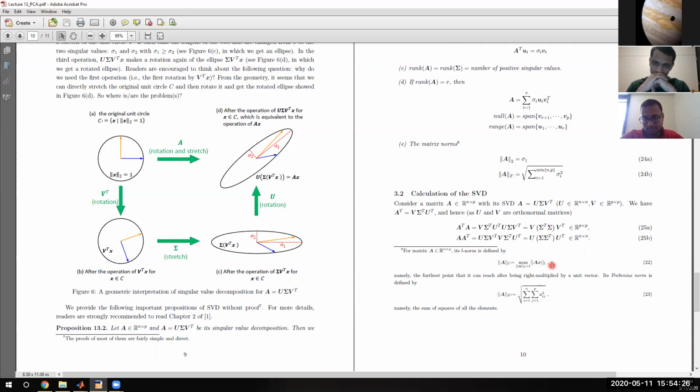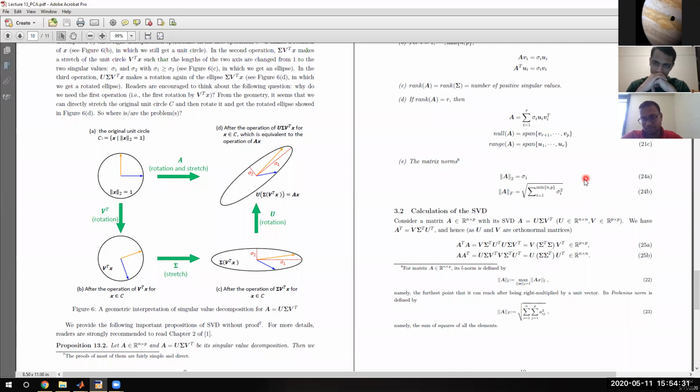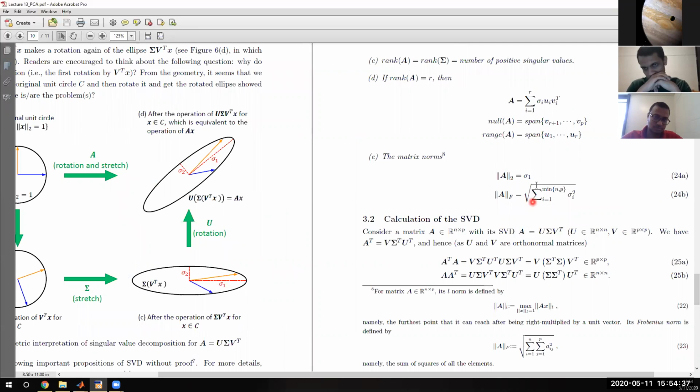L is greater than or equal to 1, or 2. And immediately you're going to get what? I think I have a mistake here. Here it's A2, sorry, so L equals 2. In the 2 norm, you're going to directly get that this must be sigma 1.